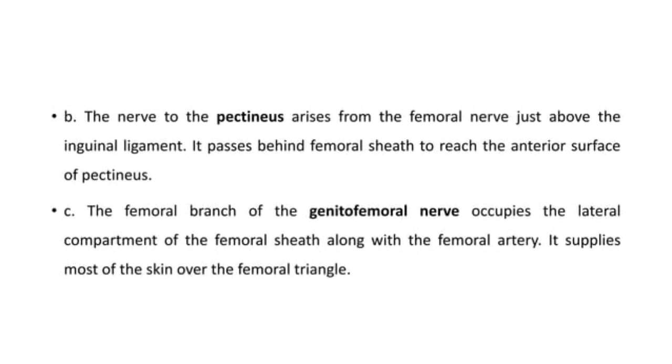Nerve to pectineus arises from the femoral nerve just above the inguinal ligament. It passes behind the femoral sheath to reach the anterior surface of the pectineus muscle. It supplies the pectineus muscle. And the femoral branch of the genitofemoral nerve accompanies or occupies the lateral compartment of the femoral sheath along with the femoral artery. It supplies most of the skin over the femoral triangle. Genitofemoral nerve supplies the skin of the femoral triangle.